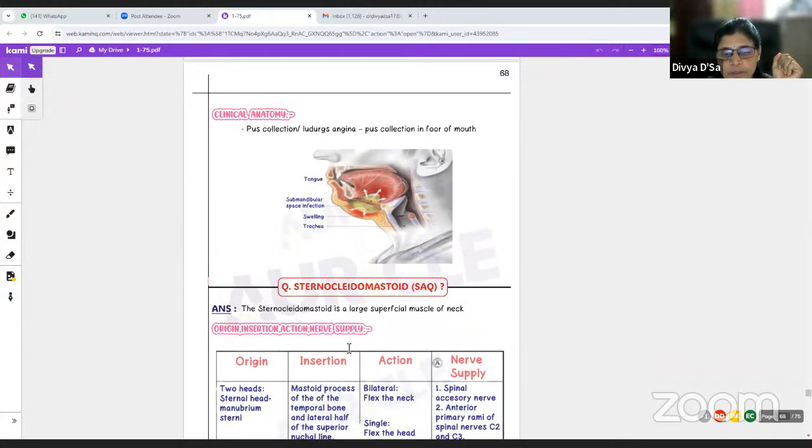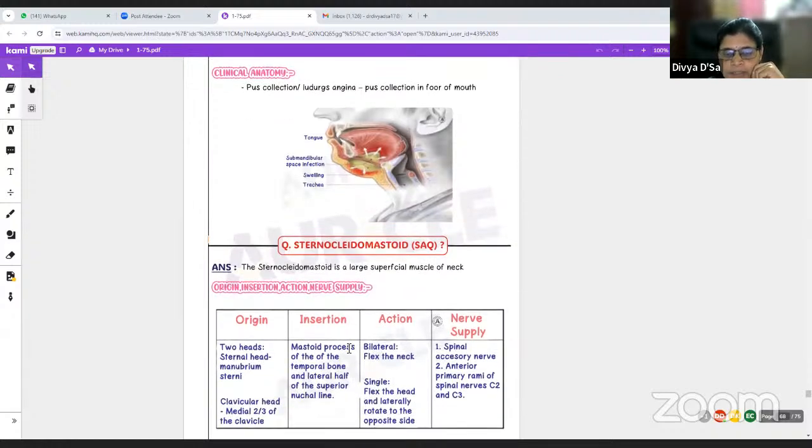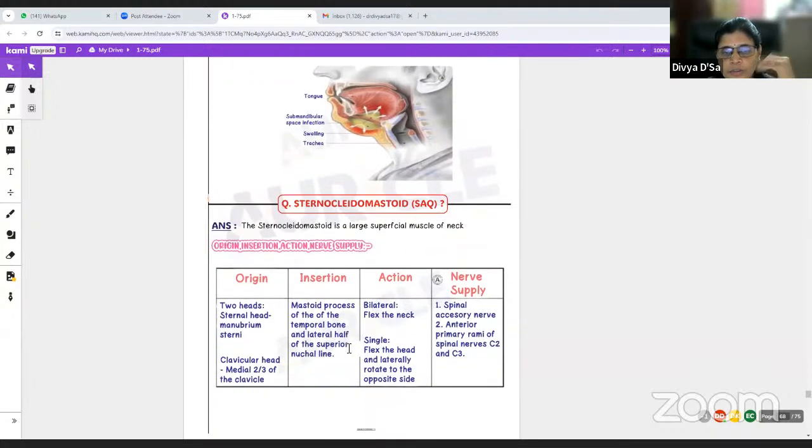Next is the sternocleidomastoid muscle. What is it? It is a large superficial muscle of the neck, a very important muscle of the neck. Always when a muscle is asked, you should know its origin, insertion, action, and nerve supply mainly.